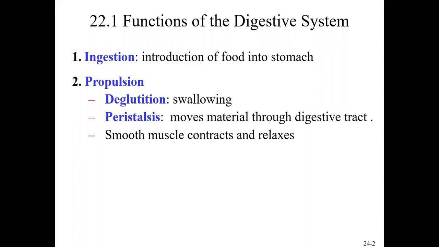And then the general type of movement through the GI tract is called peristalsis. That's where you're moving food or partially broken down food through the GI tract. It actually begins after you swallow. So after deglutition, you'll start the process of peristalsis, and it's a repeated type of smooth muscle action where the smooth muscle, for example, lining the esophagus and lining the intestines, contracts and relaxes, and that squeezes and pushes food down through the GI tract.